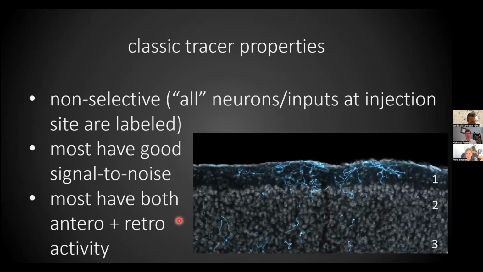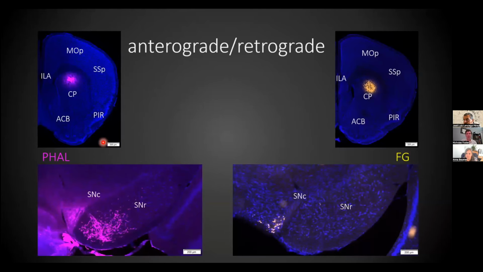And most of these tracers have both anterograde and retrograde activity. As an example of that, I have this PHAL injection here in the caudoputamen, and the CP projects very densely to the substantia nigra pars reticulata. So you see this beautiful axonal terminal field here in the ventromedial SNR. But you also see this hazy labeling here in the substantia nigra pars compacta. That is retrograde labeling from PHAL.